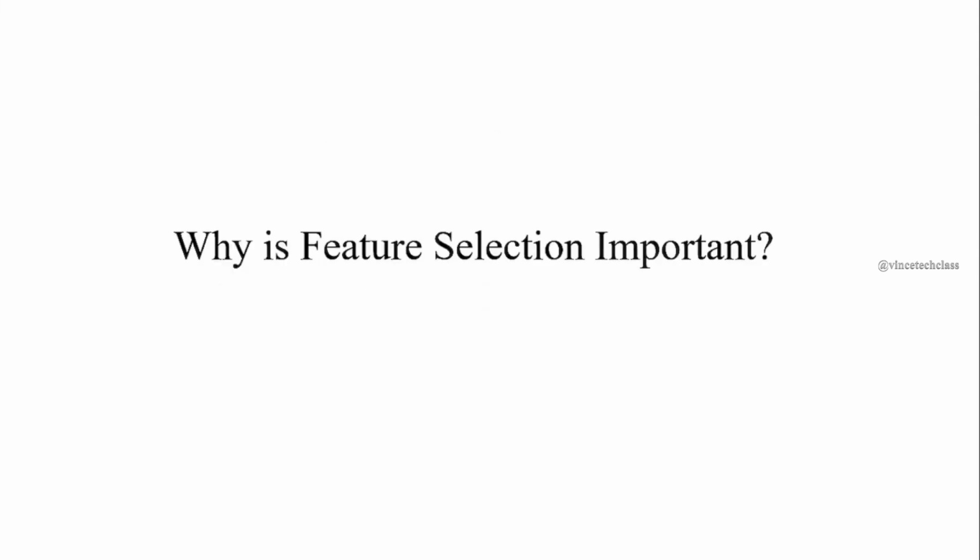Now, why is feature selection important? Machine learning models can suffer from the curse of dimensionality, where the presence of irrelevant or redundant features negatively impacts model performance. Feature selection helps in reducing overfitting and also improves the model generalization on unseen data. And it also enhances model interpretability by focusing on the most critical features, making it easier to understand the model's decisions.